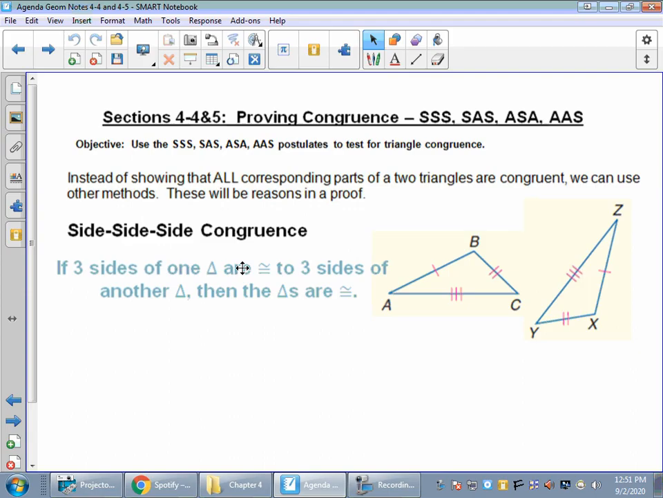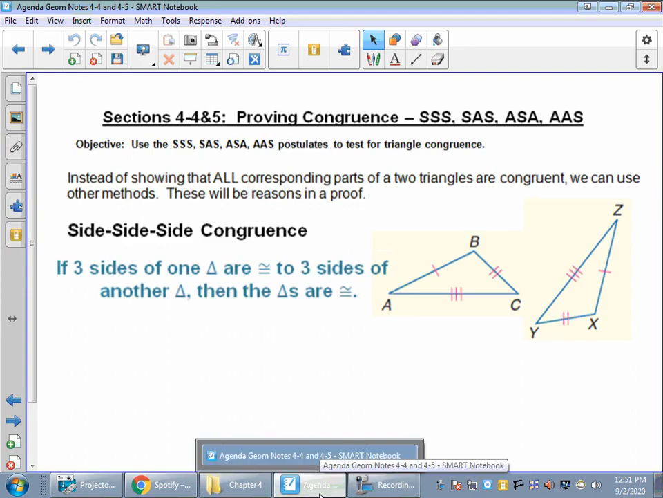Abbreviations for those: SSS, SAS, ASA, and AAS. Postulates for triangle congruence. Notice there is no ASS congruence theorem or postulate. Anyways, instead of showing that all corresponding parts of two triangles are congruent, we can use other methods, and these could be your reasons in a proof.